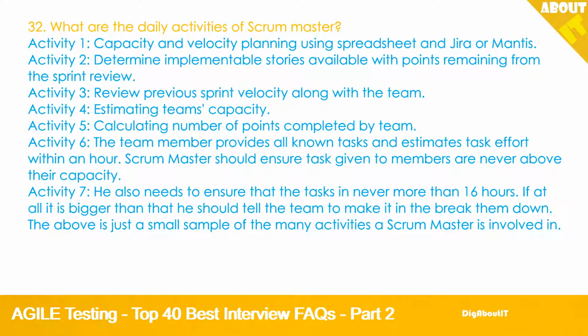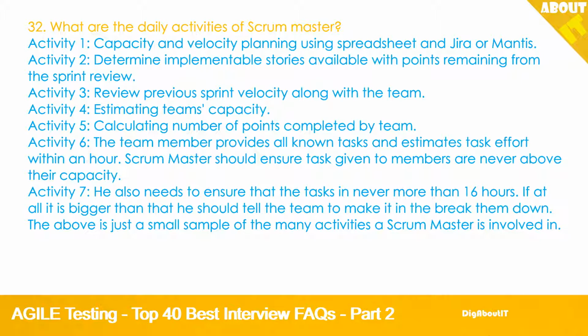32. What are the daily activities of Scrum Master? Activity 1. Capacity and velocity planning using spreadsheet and Jira or Mantis. Activity 2. Determine implementable stories available with points remaining from the sprint review. Activity 3. Review previous sprint velocity along with the team. Activity 4. Estimating team's capacity. Activity 5. Calculating number of points completed by team.